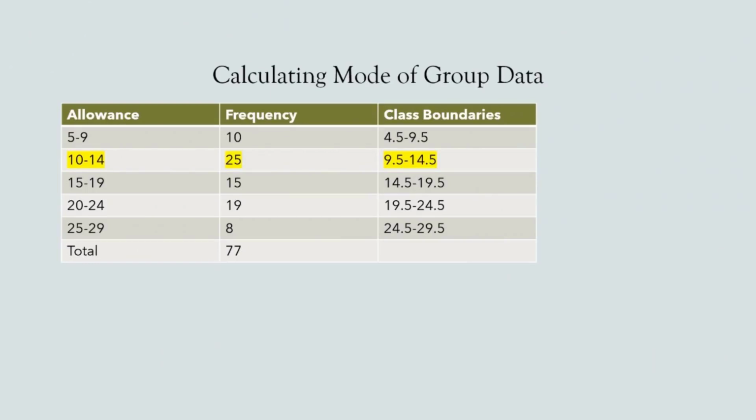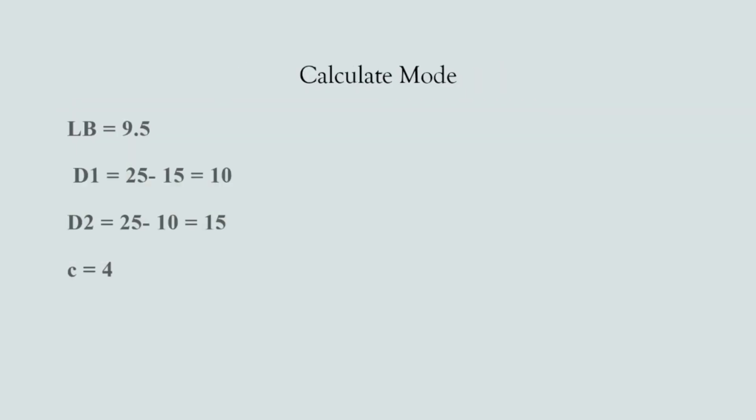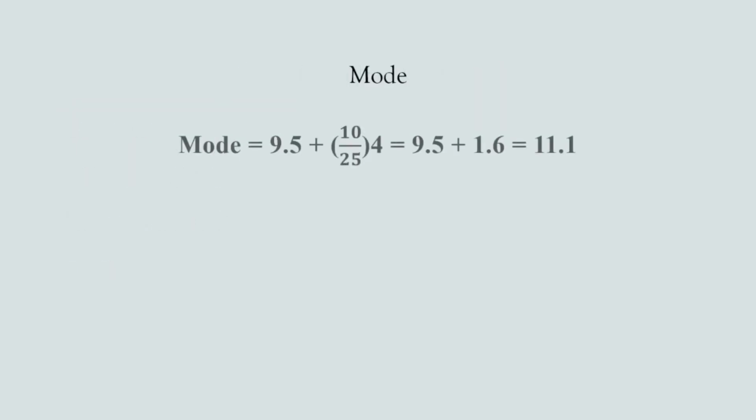We first identify the modal class. The modal class is the class with the highest frequency, which is the second class. Also, notice that the lower class boundary of the modal class is 9.5. Next, notice that D1 equals 10, D2 equals 15, and C equals 4. The mode is thus 11.1.